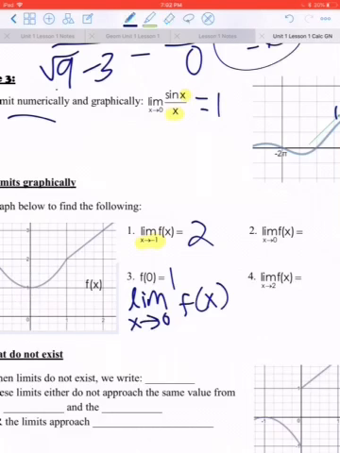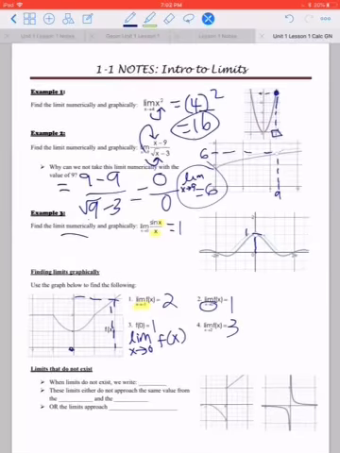Alright, so number 2 and 4. The limit as x approaches 0 of f of x, well, we just did that, 1. Here's 0, my y value is 1. And then 4, the limit as x approaches 2 of f of x. That y value is 3. So if you have a graph, it's very simple to find the limits for now.